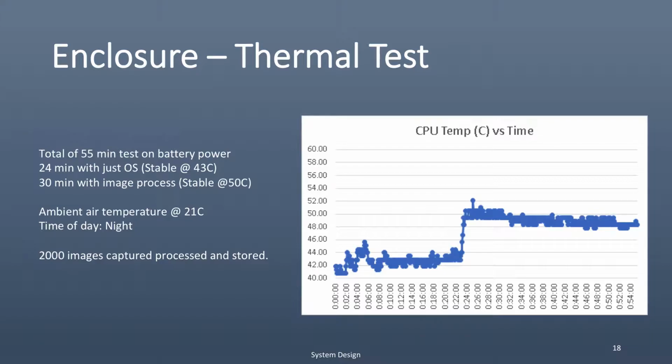And I drew my conclusion from this chart that no additional thermal plan was needed, as the temperature was stable throughout the entire test. The spike that you see at the 24 minutes is the switching on of the image processing and more computing power. All these temperatures were taken from the onboard temperature sensor, the Raspberry Pi CPU temp.